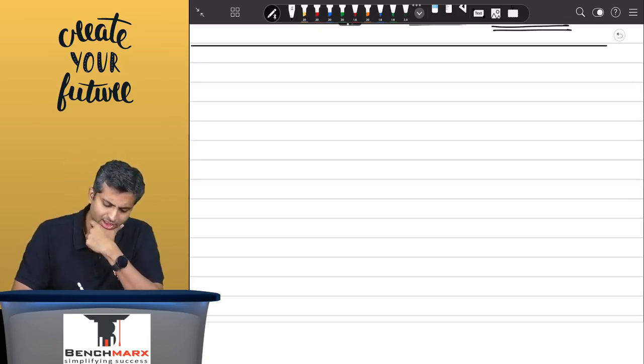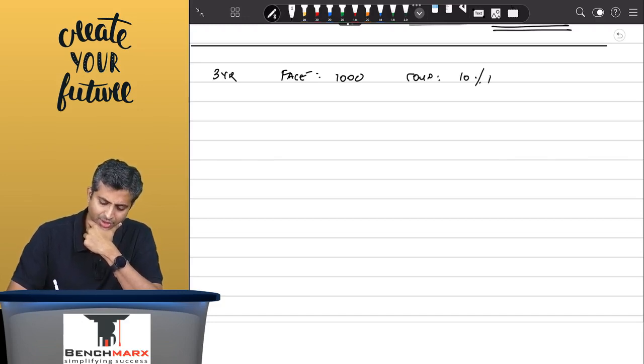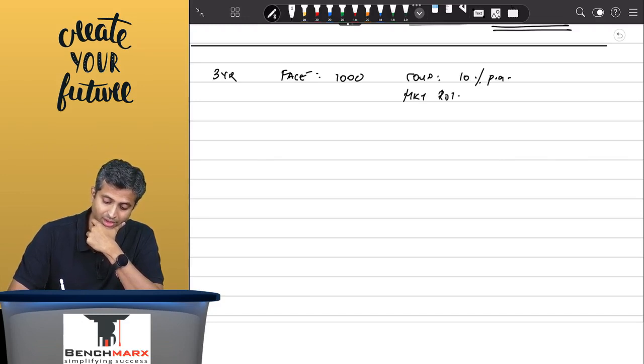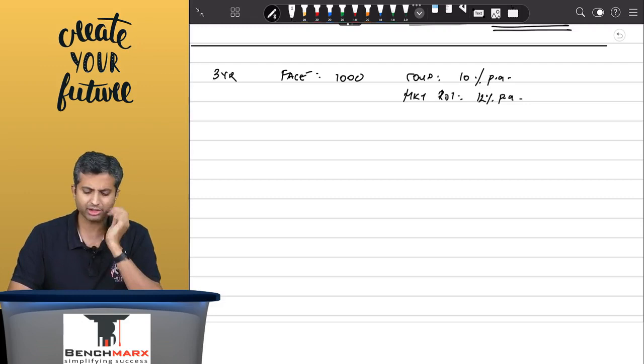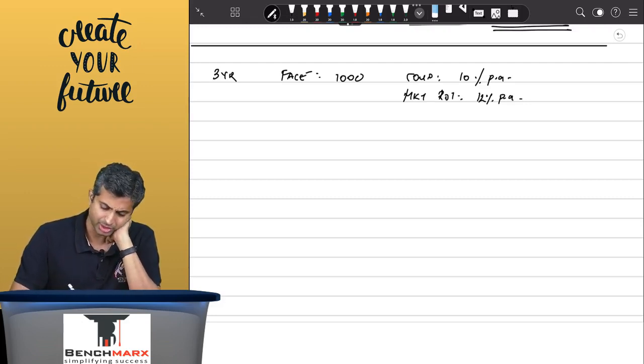So over here, let us say it is a bond which is a 3-year bond with a face value of, let us say, 1000, coupon rate, for example, unless given otherwise, of, let us say, 10% per annum, and the market rate of interest or the discount factor, let us say, at the rate of 12% per annum. Market rate of interest, also called as the required rate of return, is 12% per annum.